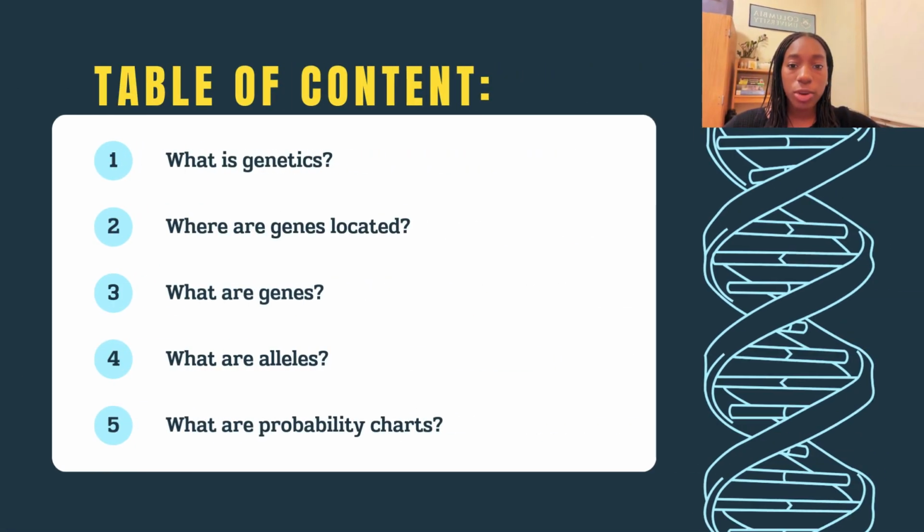With regard to what we will talk about today, we'll discuss what genetics are, where the genes are located in the human body, what genes are, what are alleles, and what are probability charts, also commonly known as Punnett squares.